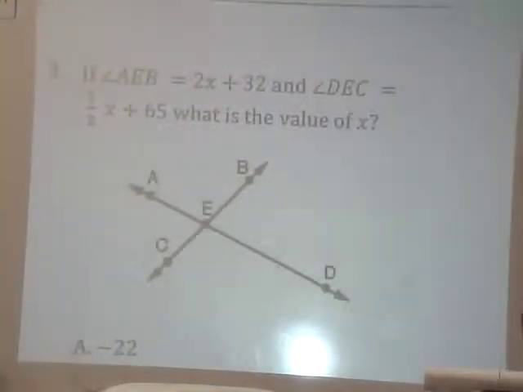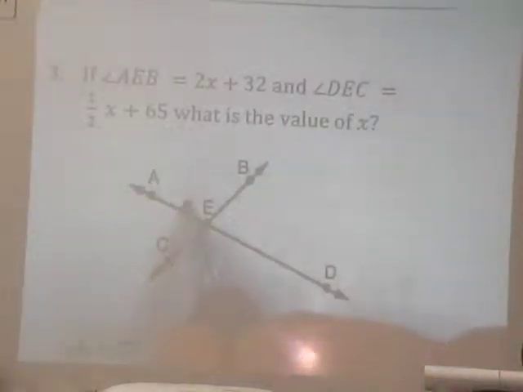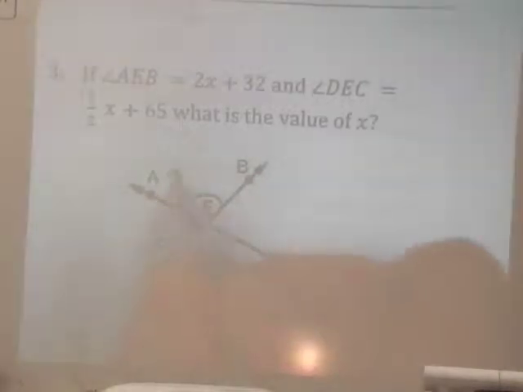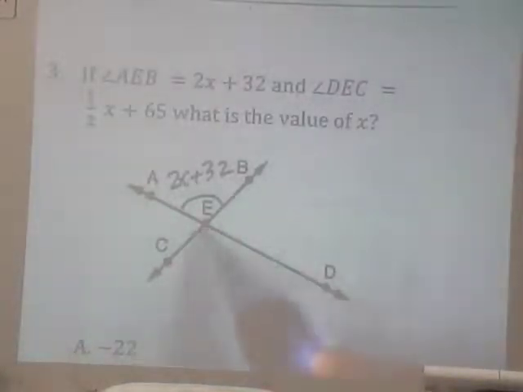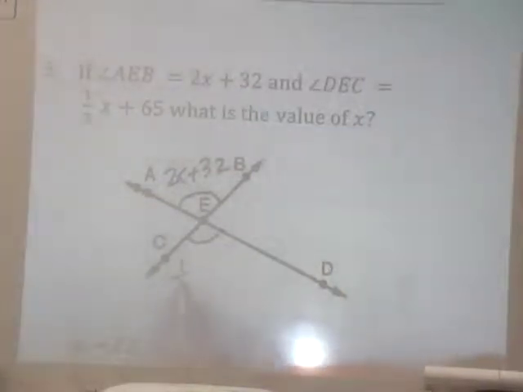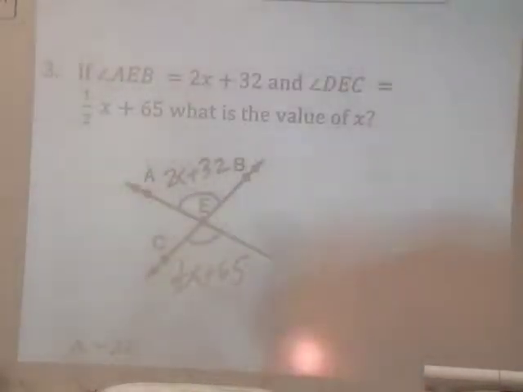They tell us that AEB, this angle here, is 2x plus 32. And DEC, this angle here, is 1/2 x plus 65. What do we know about those two angles? They're equal. Why are they congruent? Because they're vertical angles, right? So we just set these two equal and solve, right?